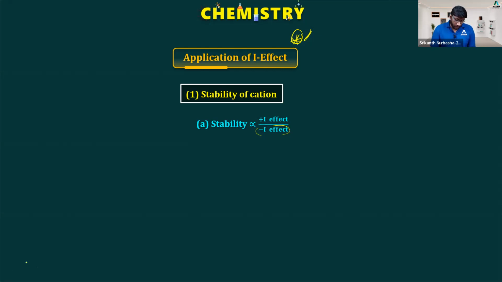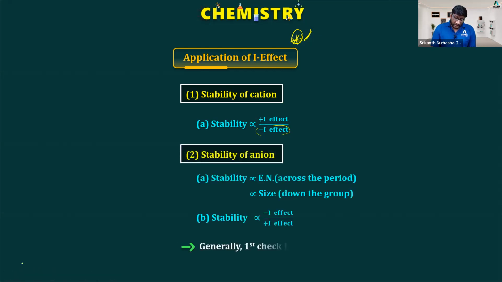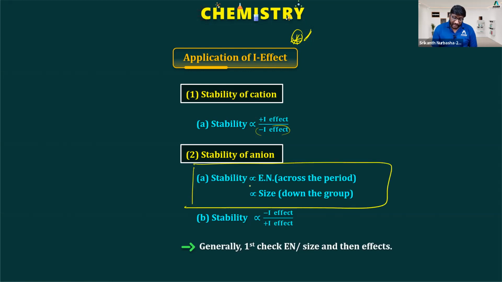For the anion, it would be reverse. Anion stability is directly proportional to the minus I effect and inversely proportional to the plus I effect. And this is the order. Stability is directly proportional to electronegativity, which is the dominating factor across the period. Size is the dominating factor down the group.